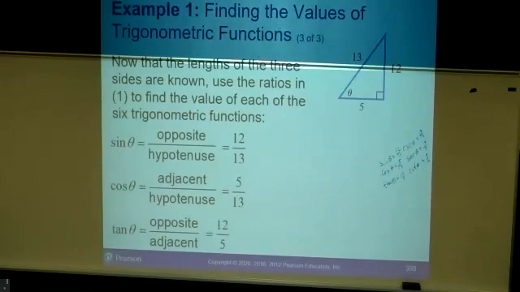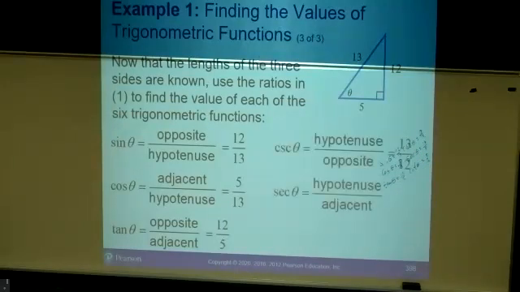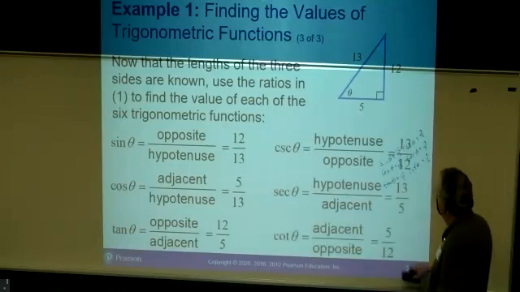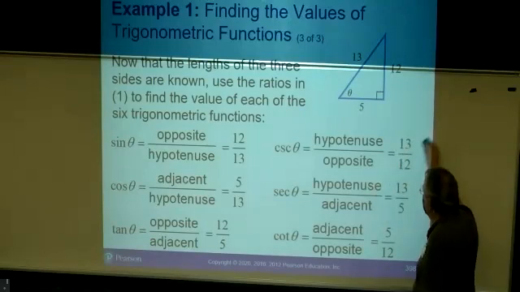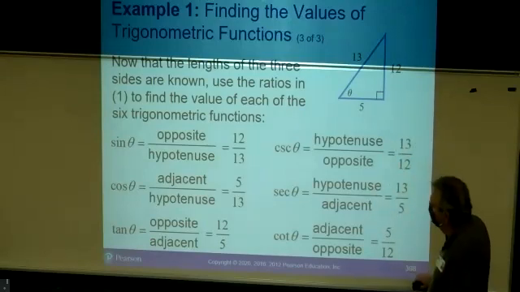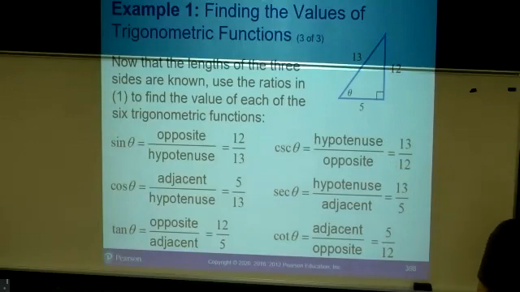Use ratios to find those triangles' sides. And then the other 3 were the reciprocals of the first 3. Some basics. This is basically a review of high school mathematics, and also a little bit into 8th grade mathematics. But no, I didn't do this until Algebra 2. Yeah, that sounds about right.